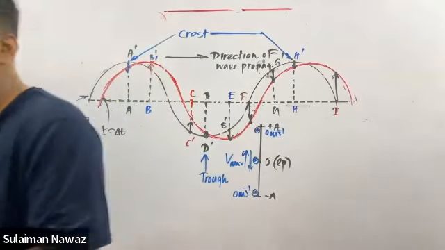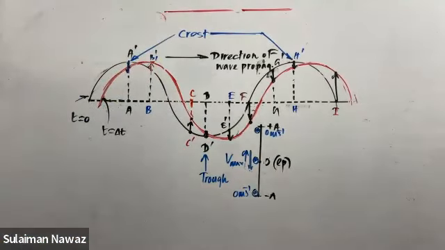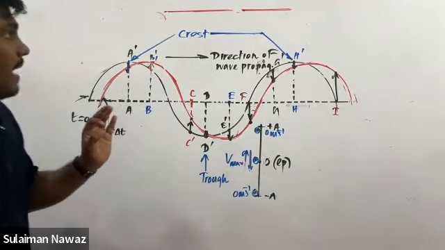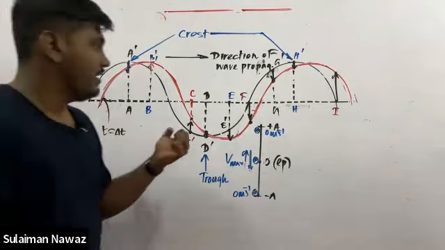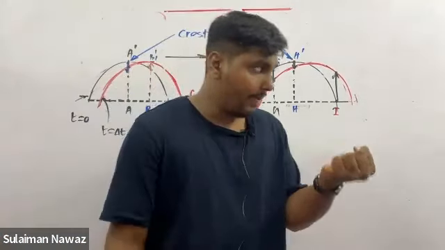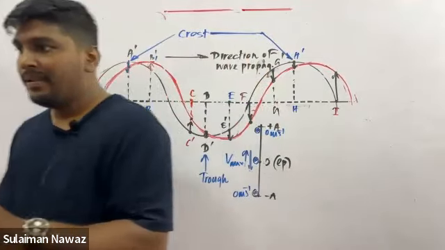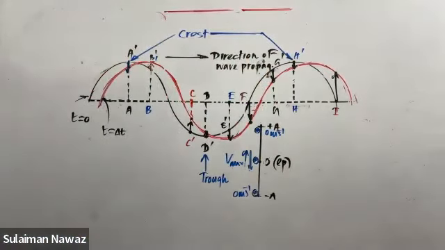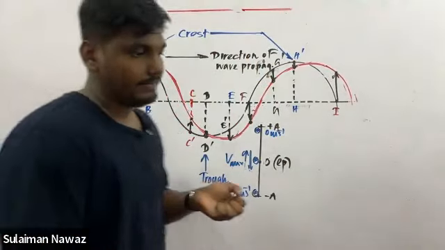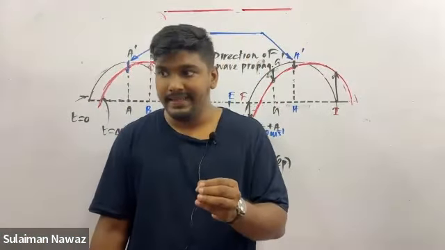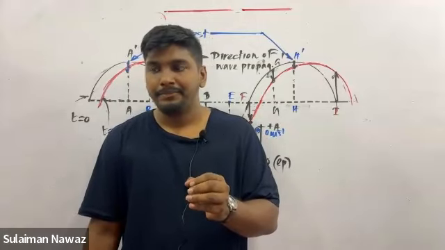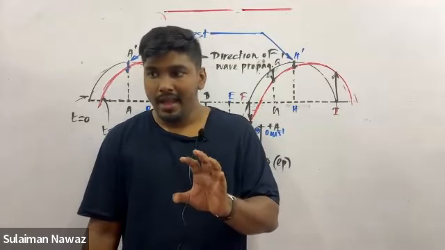Red color point important here. Write down: capital A, capital D, and capital H particles are at instantaneous rest.